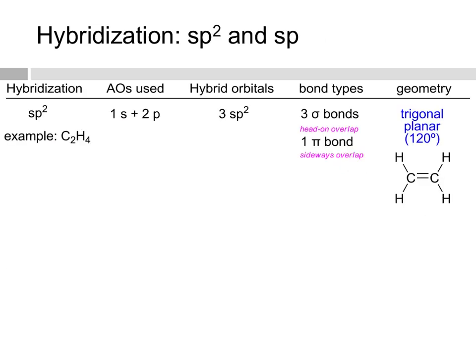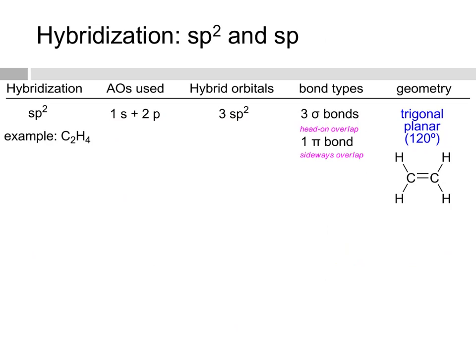Now let's move on to sp2 hybridized carbons. The simplest example is ethene, which is C2H4. And in ethene, an sp2 hybridized carbon is going to use one s atomic orbital, combine it with 2 p atomic orbitals in order to get 3 hybrid orbitals, all of which are sp2. It then uses these sp2 hybrid orbitals to form 3 sigma bonds. Again, sigma bonds are formed by head-on overlap.